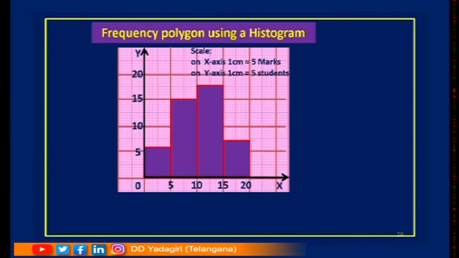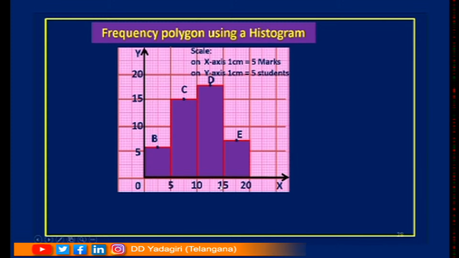Okay, children, now I am constructing a frequency polygon using a histogram. This is the histogram we already constructed. Now how to draw a frequency polygon for this? Let us understand. First, I have to take the middle point of the top of the bar. Next, I am taking the first middle point as B, second middle point C, third middle point D, fourth middle point E.